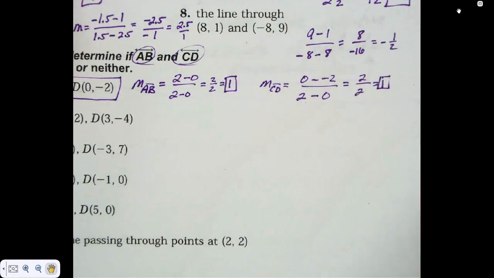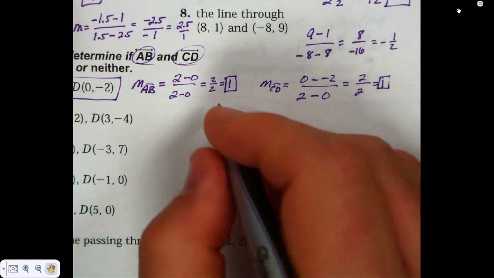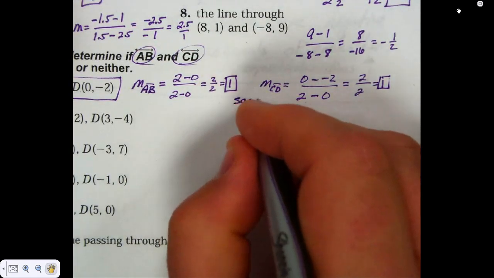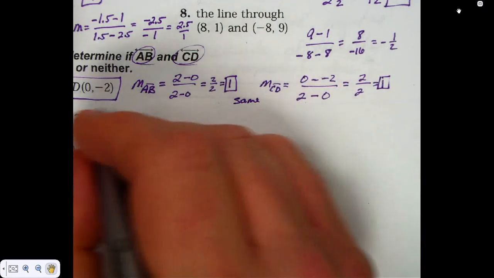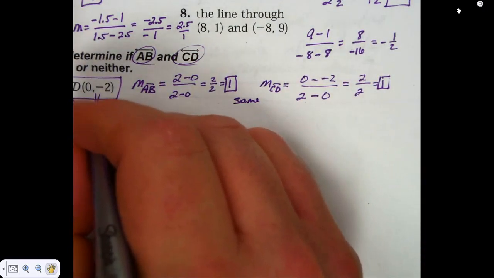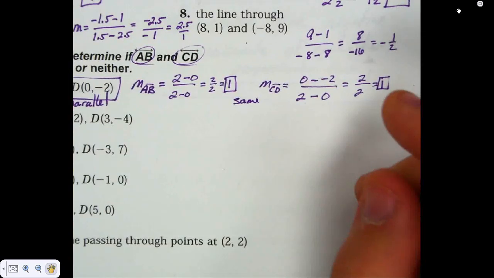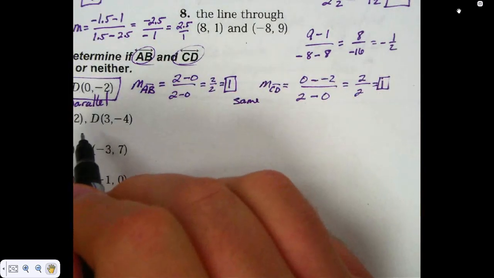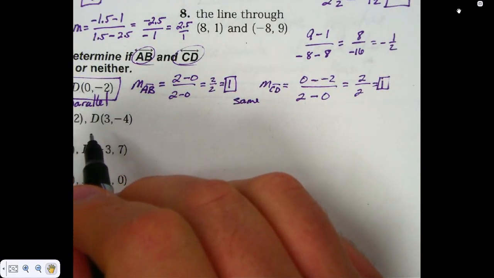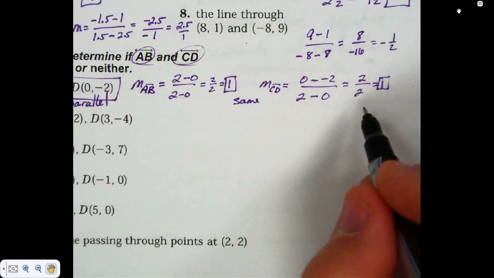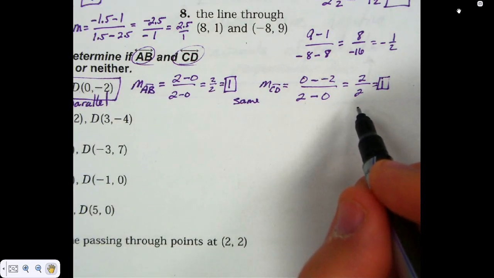How do these slopes relate to each other? They're the same, so the two lines are what? Parallel. I do not want you drawing this on a graph and guessing one way or the other. Got it? If you want to check it that way, fine. I want you to find the slope. Everybody got that? Yes.